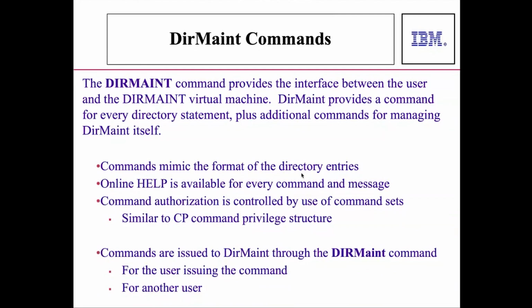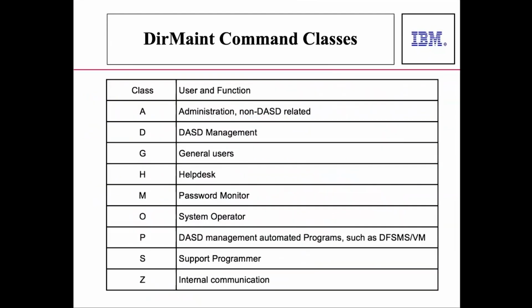They very typically mimic the format of the directory entries. And fortunately, we have help available for looking at those commands, and there's a command authorization. So it's the DirMaint command, or its abbreviation DIRM, which I typically use, and that's how you issue these commands. Here are the command classes. They're not A through G like CP, but they're more of a mnemonic kind of thing. Typically, it's like CP. If you're a command class G general user, you can just do things for yourself. If you're a system admin, you probably have most of these other authorizations, so you can do whatever you need to do for the other virtual machines.